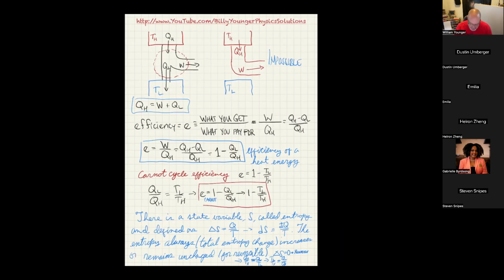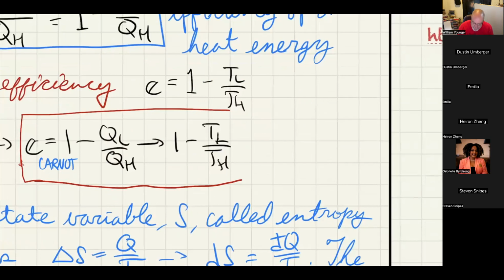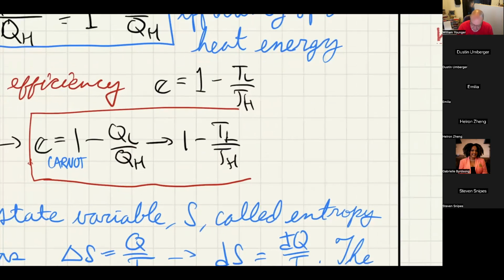Now, in the case of the Carnot cycle, which I'll talk about a little bit more, the efficiency becomes something a little more nice in that you don't have to use 1 minus QL over QH. You can use 1 minus TL over TH. And that's what I put in the red box there, is 1 minus TL over TH. Let's turn this back to black so I can do that. And I'm going to go back and say this is equal to E. And I'll say Carnot again. And then I'll do my red like this.